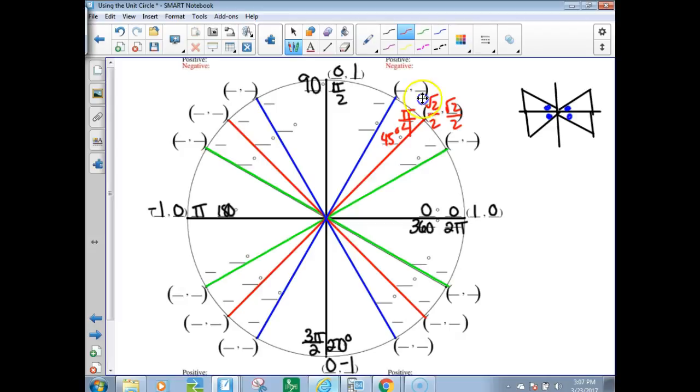All right, 1 pi over 4, guys. Ready? Let's count around. 1 pi over 4, 2 pi over 4, 3 pi over 4. 90 plus 45, 135. The cosine is negative square root of 2 over 2, and the sine is the square root of 2 over 2.